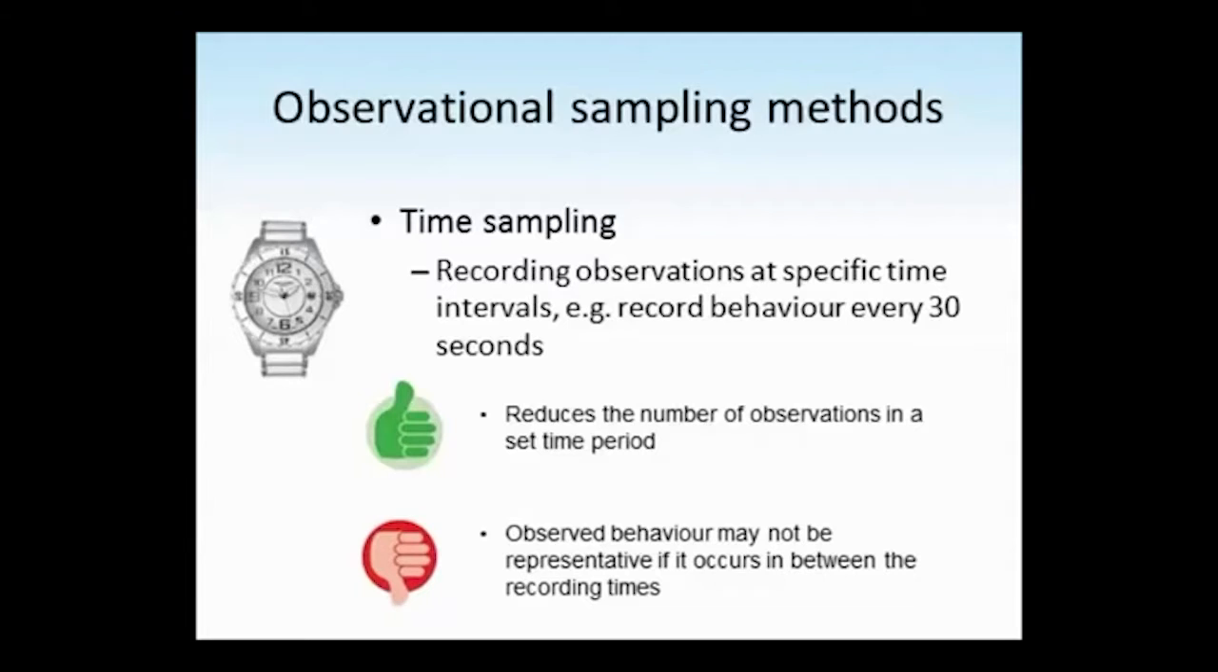However, the observed behaviour might not be representative if it occurs in between the recording times. So if we're watching for aggression in children, they might not be doing anything aggressive when you get to your set recording point, but they might do in between those points. So you're not seeing a representative sample of their behaviour.